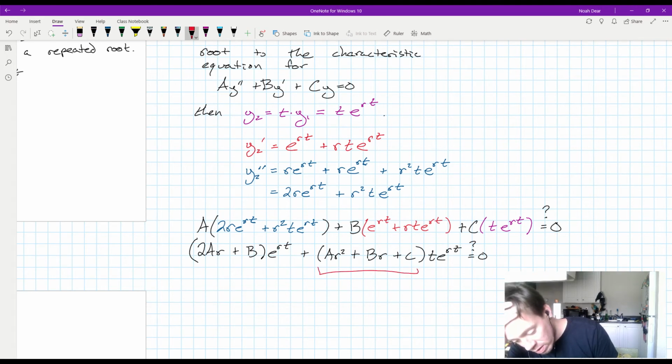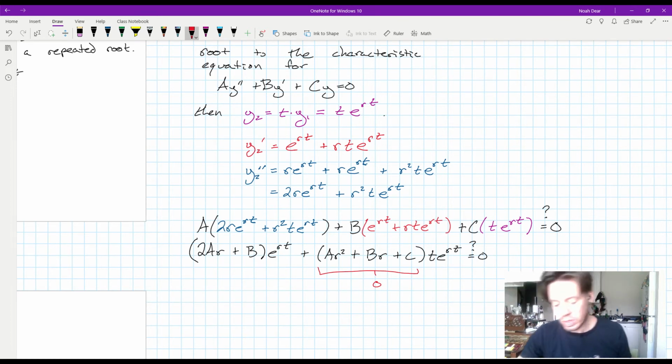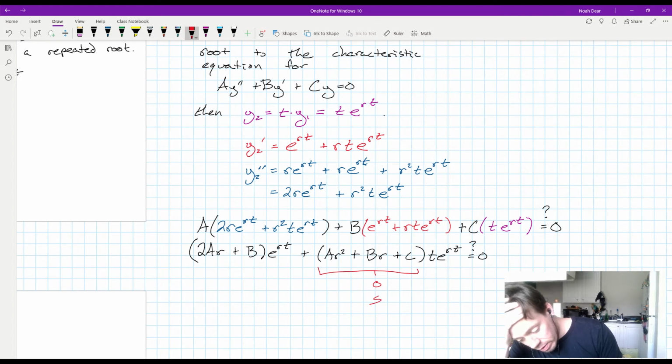So if I look at this, this is the characteristic equation, and we know that the r value we've chosen gives us 0 for that characteristic equation. That's what it means for the r value to be a solution to that. So that should be 0 since r is a solution to a r squared plus b r plus c equals 0, the characteristic equation.